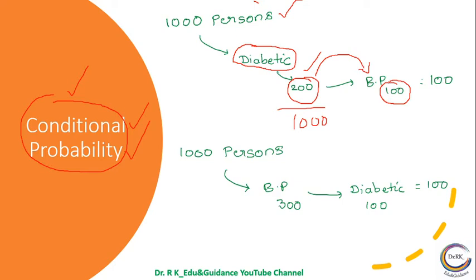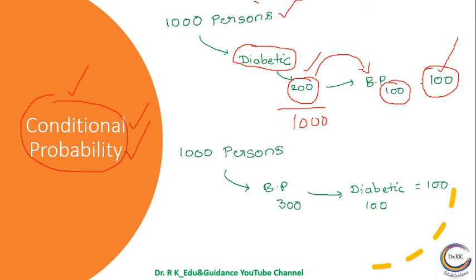Right? That means if you see, out of 1,000, 200 are diabetic. So these diabetic patients are going further for the BP test. Right? So finally, you will have 100 people. Right? So what is this 100? The 100 persons who are having BP and also diabetes.